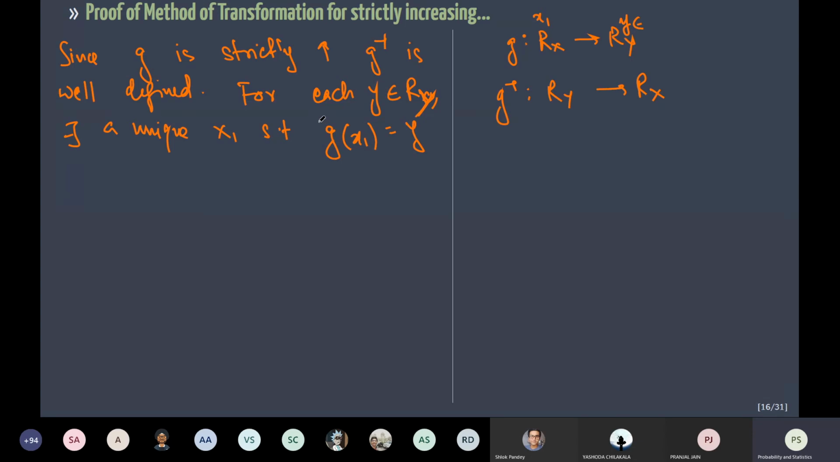So in other words, we can also write x1 is g inverse y. Without any ambiguity, we can write x1 is g inverse y, because g is strictly increasing. So strictly increasing means it's one-to-one and onto. So x1 is equal to g inverse y. Okay, so in general, we may not be able to write this.